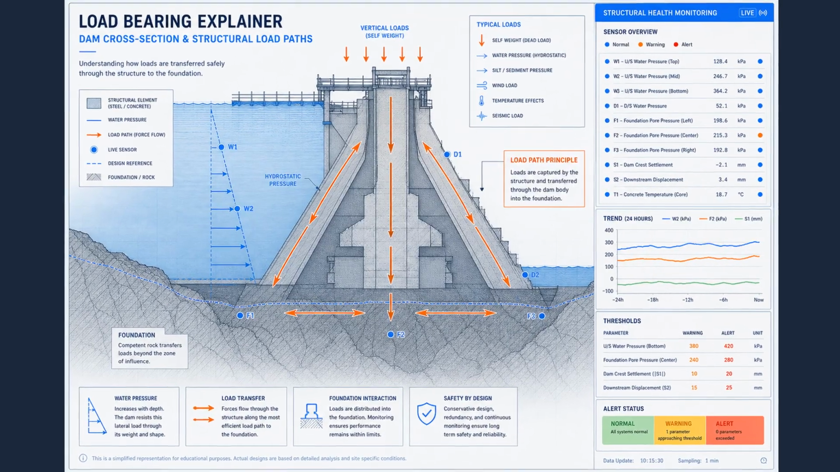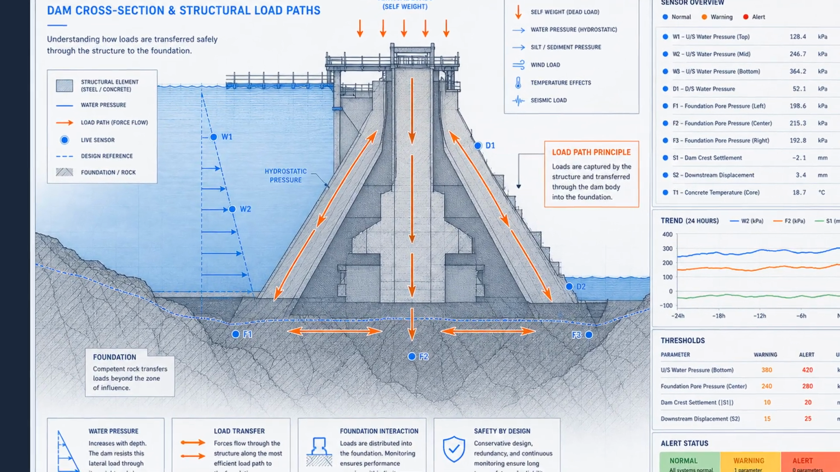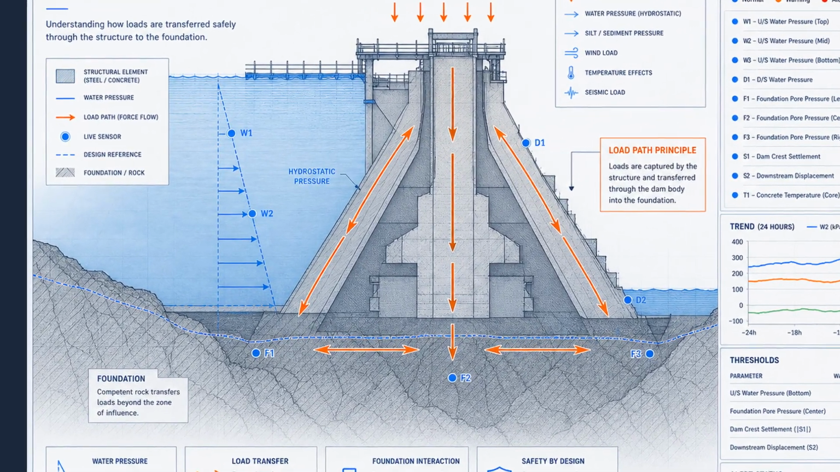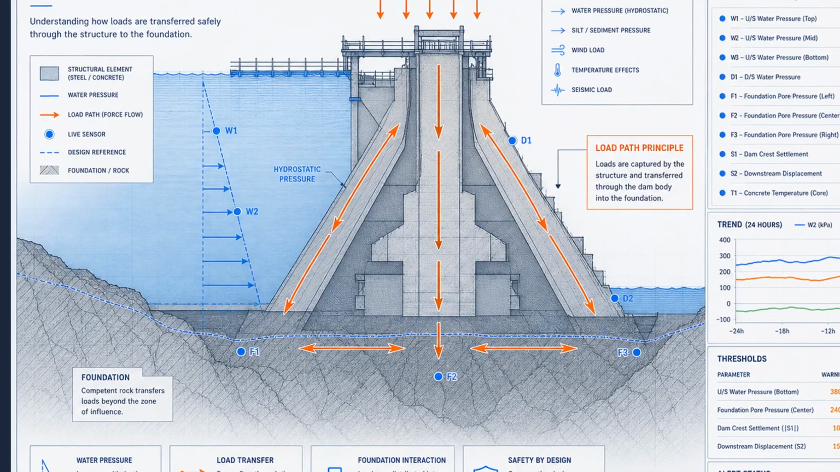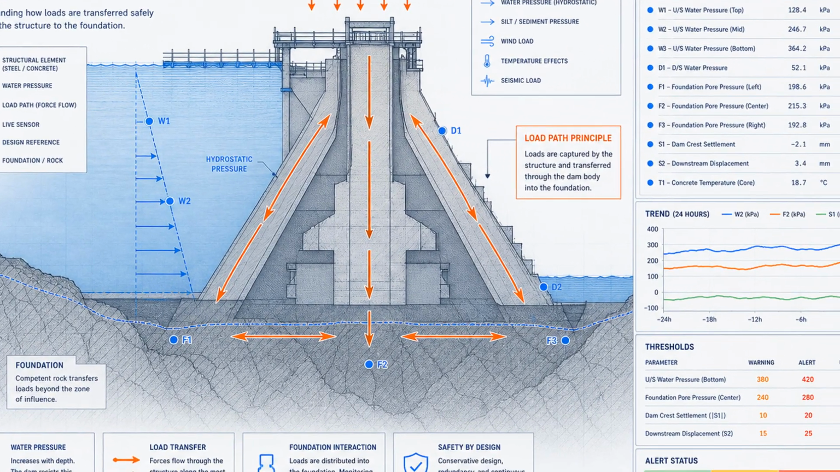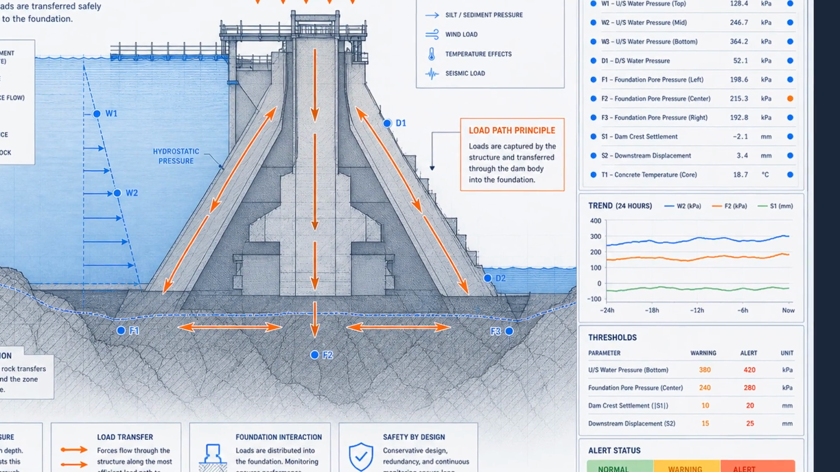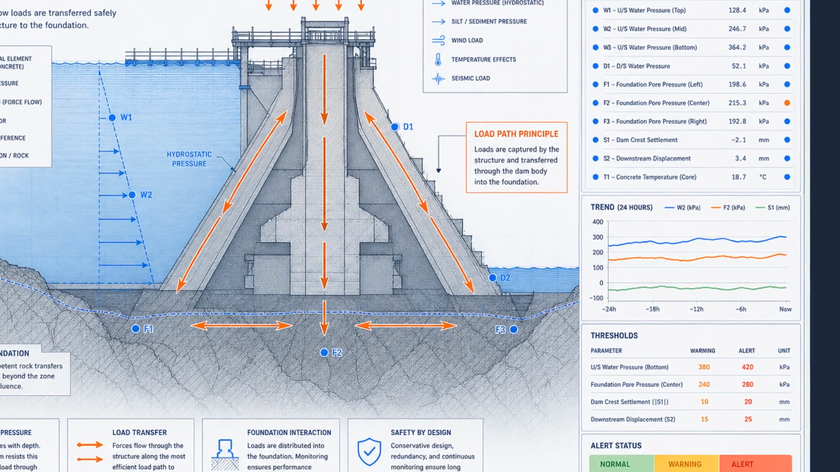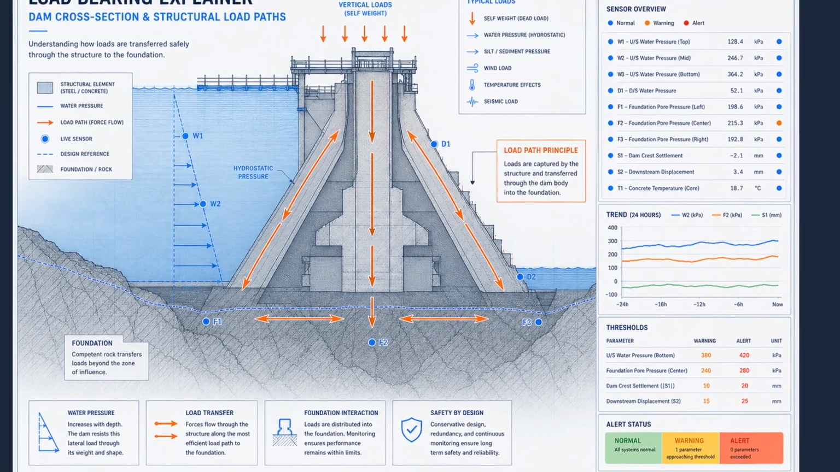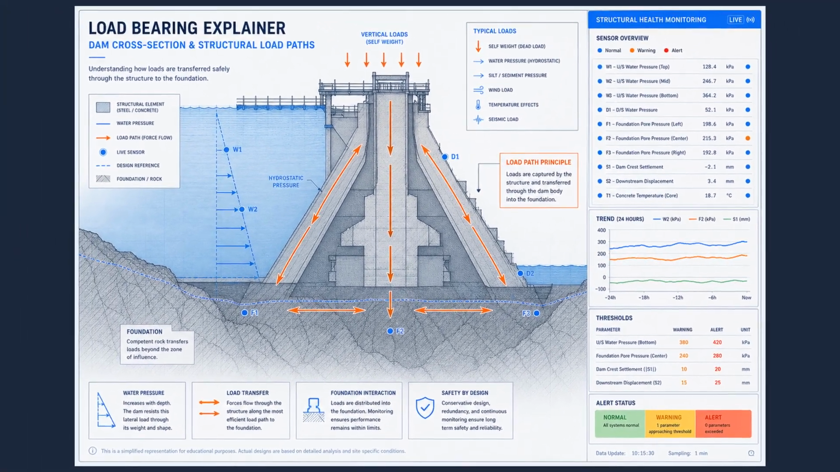Large dams are instrumented for decades. Piezometers track water pressure, pendulums and GNSS track movement, and strain sensors track stress trends. Performance is compared with predictions to detect change long before it becomes risk.